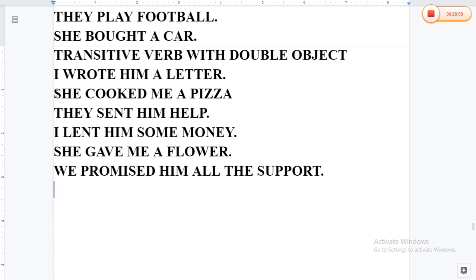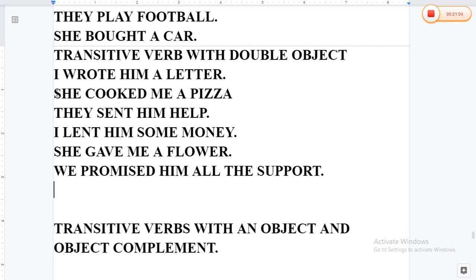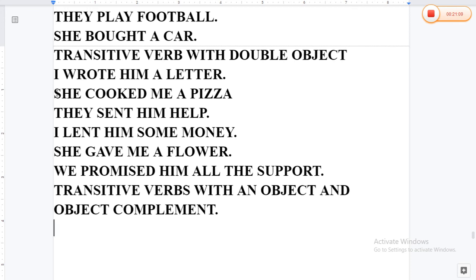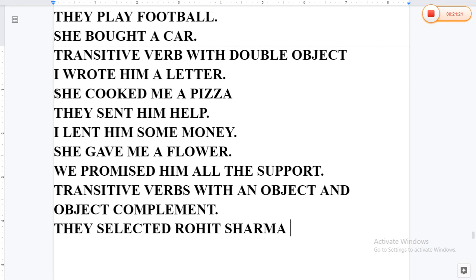Yes, sir. Okay. And then let's see the next examples of transitive verb with object and object complement. Here you have some examples. They selected Rohit Sharma, the captain. Yes, Rohit Sharma is object, and the captain is object complement, because Rohit Sharma and the captain are the same person. Is one person.